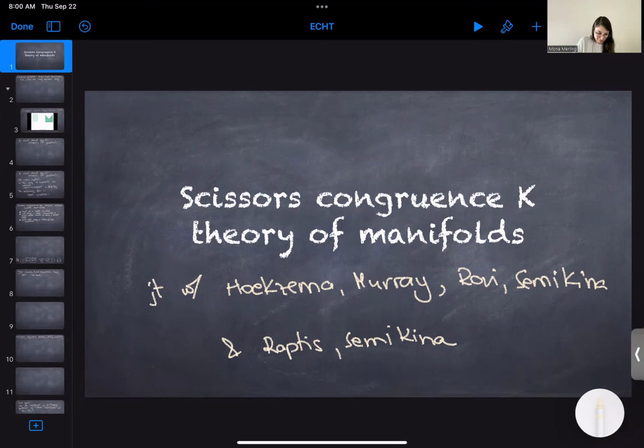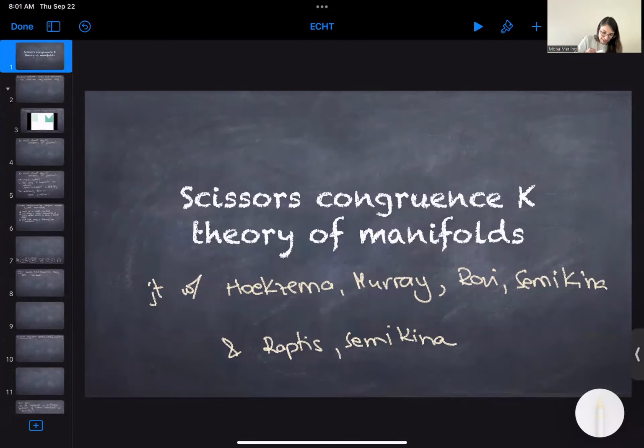And okay, so I'll talk about scissors congruence K-theory for manifolds. It's mostly going to be joint work with Hoxima, Murray, Rovi, and Semikina. And then at the end, I will tell you about some newer work in progress with George Raptis and Julia Semikina. Okay, so this is a really fun project for me because I can finally draw pictures, which is the first time that I can actually draw pictures in a talk.